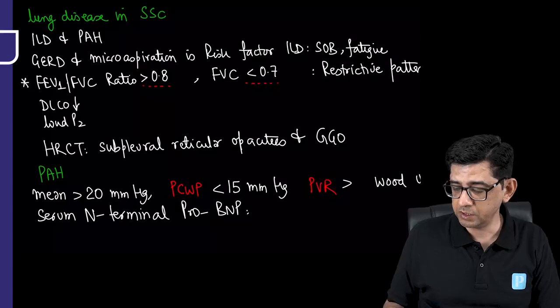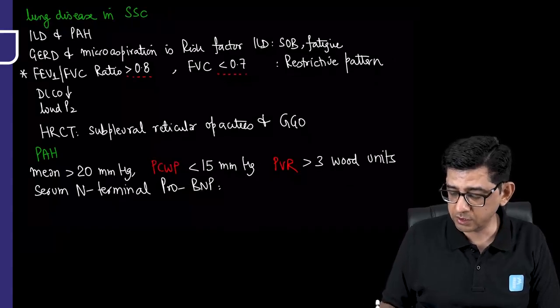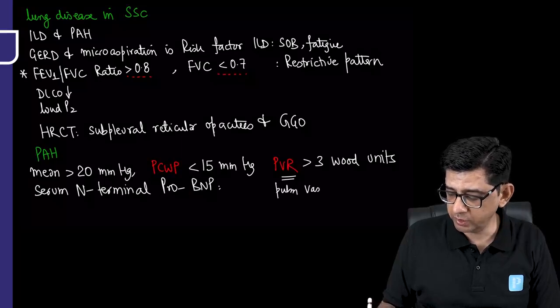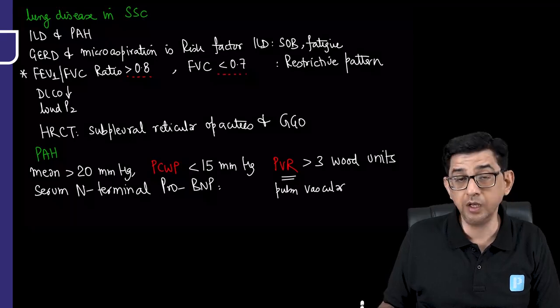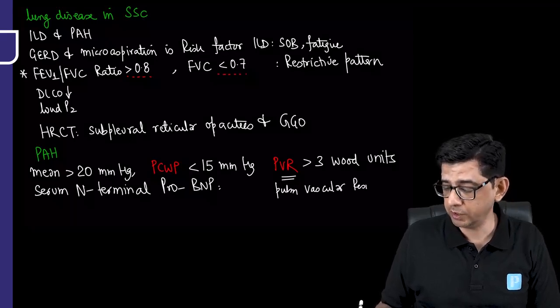And then PVR stands for pulmonary vascular resistance. And the pulmonary vascular resistance, if it is more than 3 Wood units, that would be the technically appropriate definition of pulmonary artery hypertension.